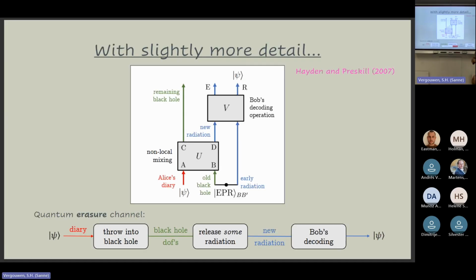So from the communication perspective, the diary falls into the black hole. Then you have the black hole degrees of freedom. And then the black hole only releases some degrees of freedom to Bob. There is a black hole remaining at the end. So only some of the degrees of freedom are released in the radiation. In quantum information theory, you call that a quantum erasure channel, because basically you lose access to a subpart of the system. So Bob doesn't have access to the full system to perform his decoding operation. That's called the quantum erasure channel.